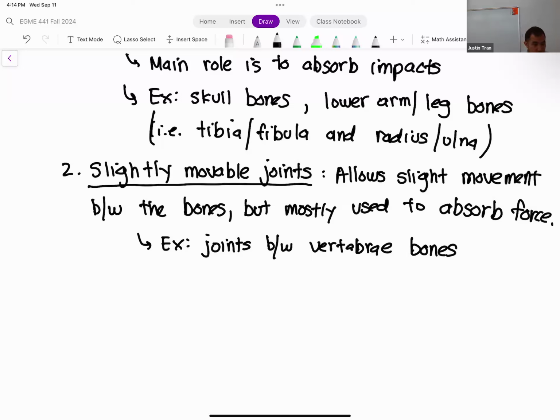Question in the chat. BW means between. Okay.